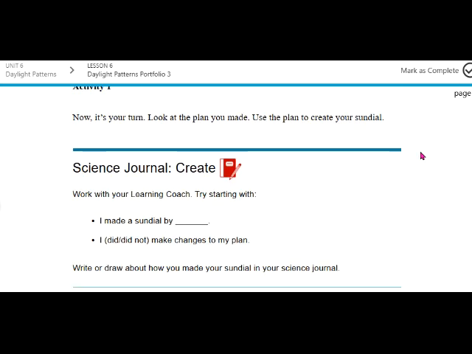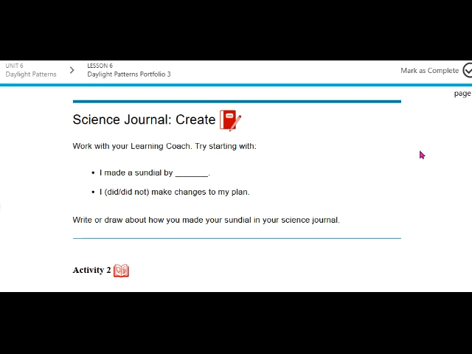Now it's your turn. Look at the plan you made and use the plan to create your sundial. You're going to write down or draw a picture in your science journal. You can try starting with these sentences. I made a sundial by, and then, did you have to change anything? Did it not work out? You could write, I did make changes to my plan, or I did not.